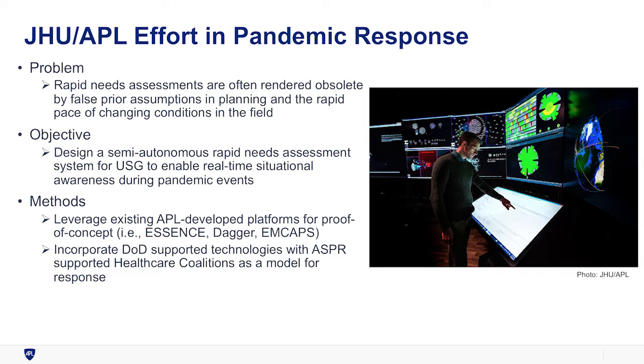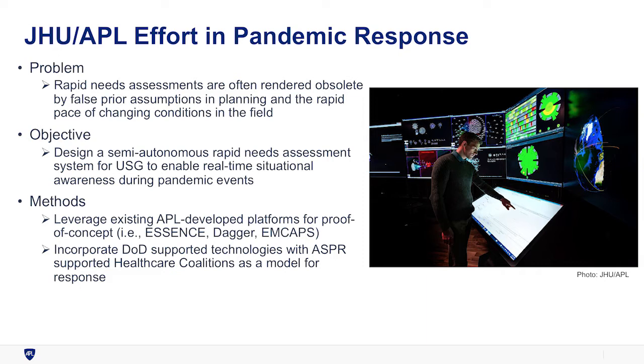So our goal then, we wanted to design a semi-autonomous rapid needs assessment system that the U.S. government could use to enable real-time situational awareness during pandemic events. Our methods, we wanted to leverage a few existing APL-developed platforms for a proof of concept, specifically ESSENCE, DAGGER, and the EMCAP system, which I'll talk a little bit more about in just a second. But the principle here, in terms of thinking about bridging between civ-mil, is that we were leveraging what is ultimately DoD-supported, or at least funded technologies, with the ASPR-supported healthcare coalition as a model for response.